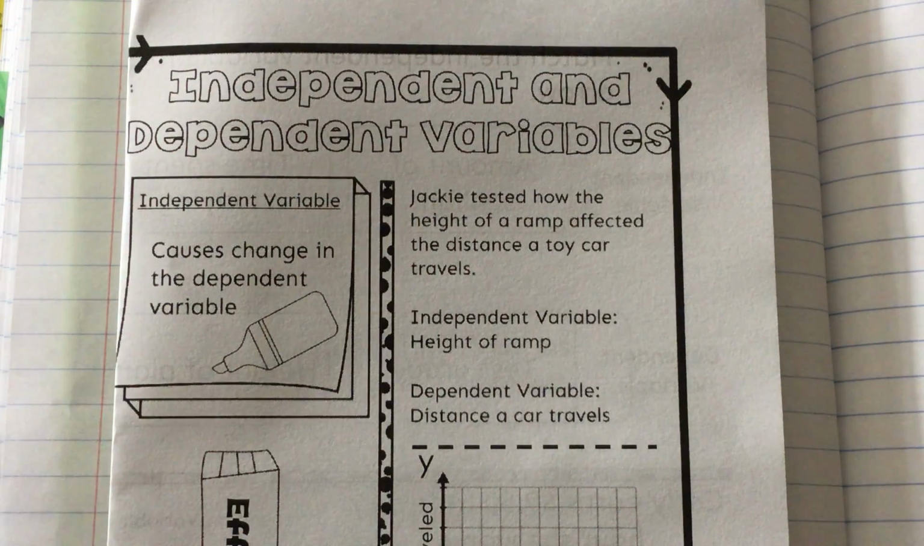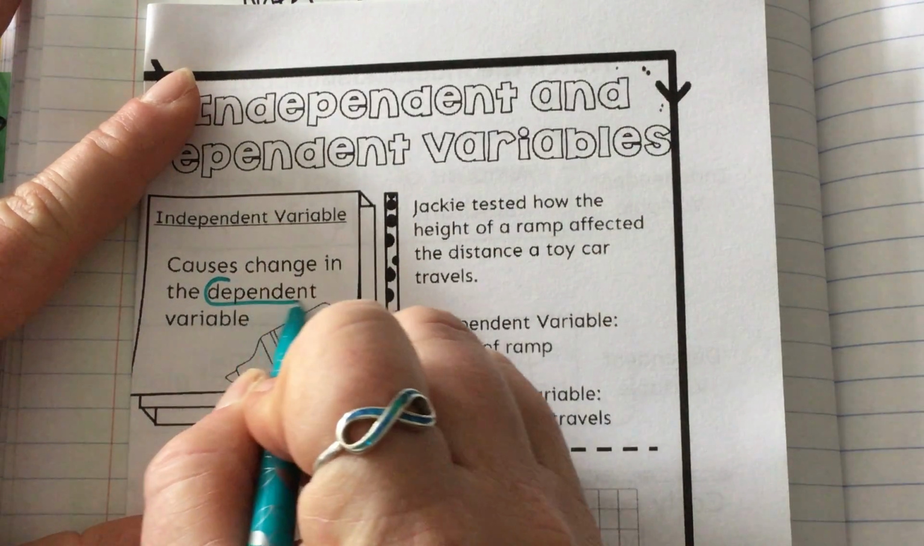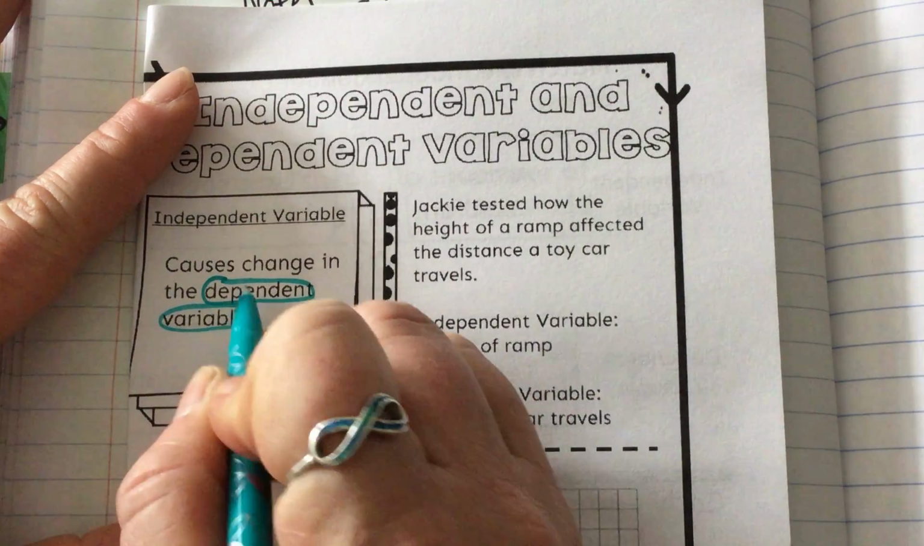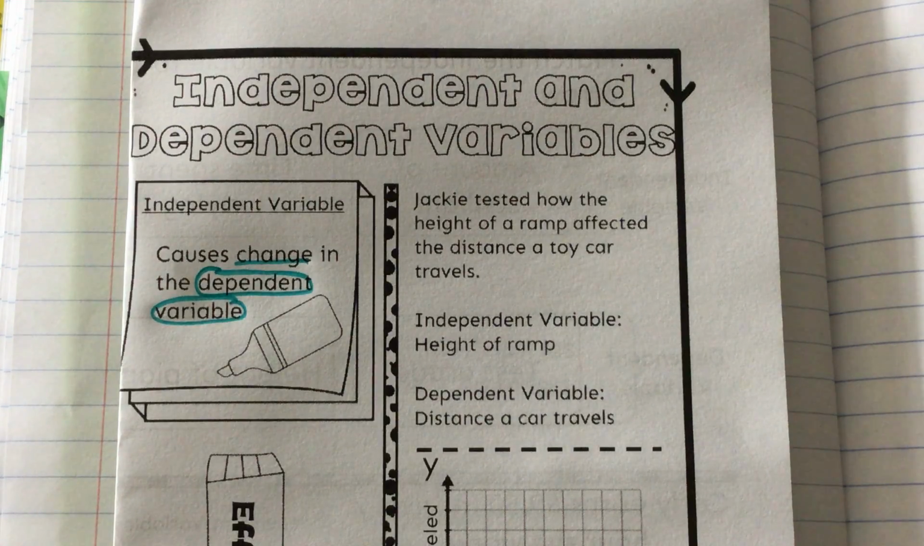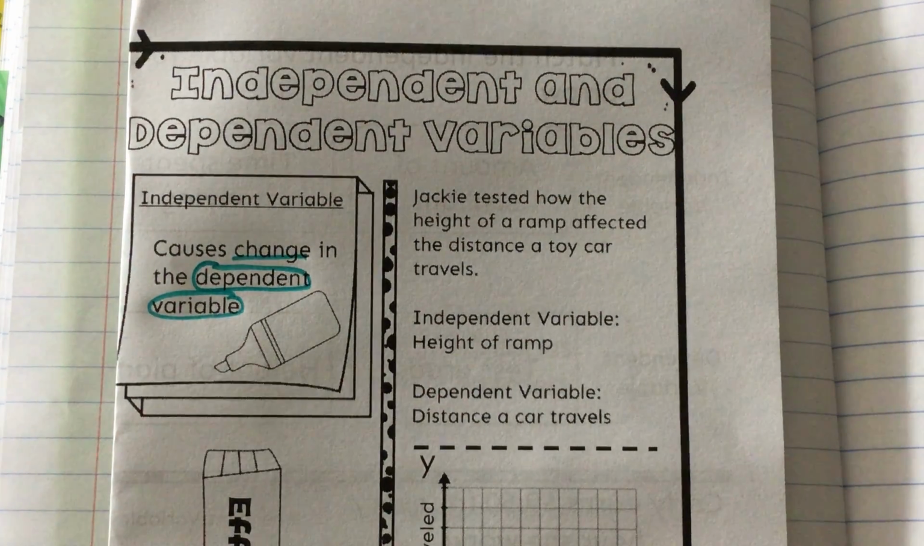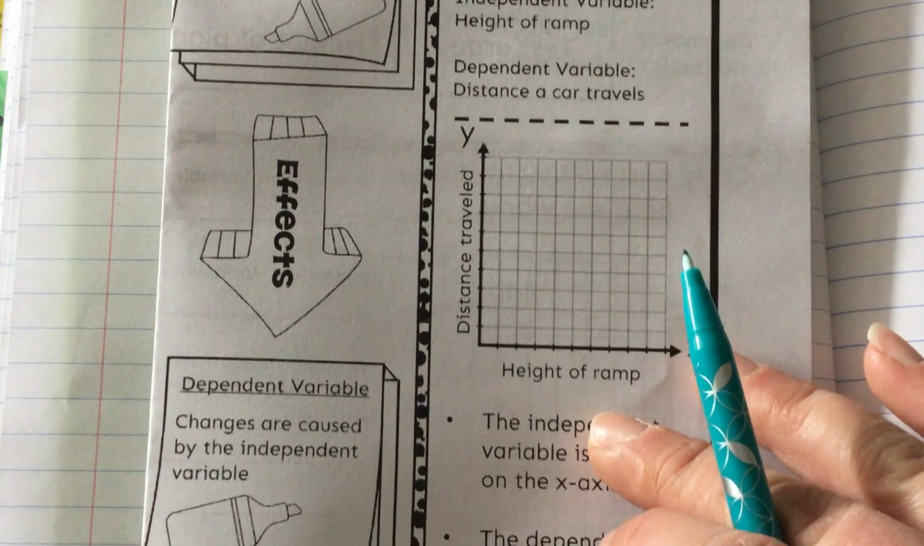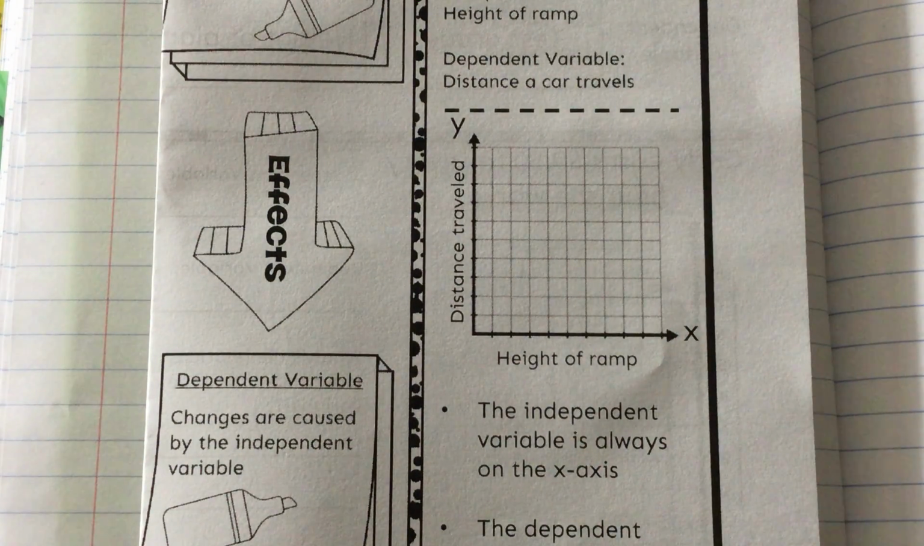All right, so the independent variable is the cause that changes the dependent variable. So it changes your dependent variable. Okay, so your independent variable changes your dependent variable. The dependent variable, the changes are caused by the independent variable.